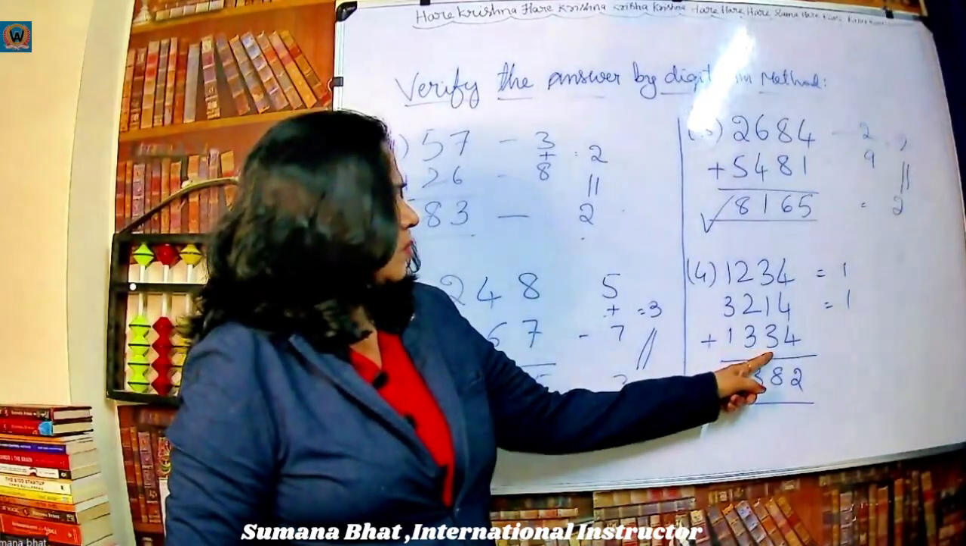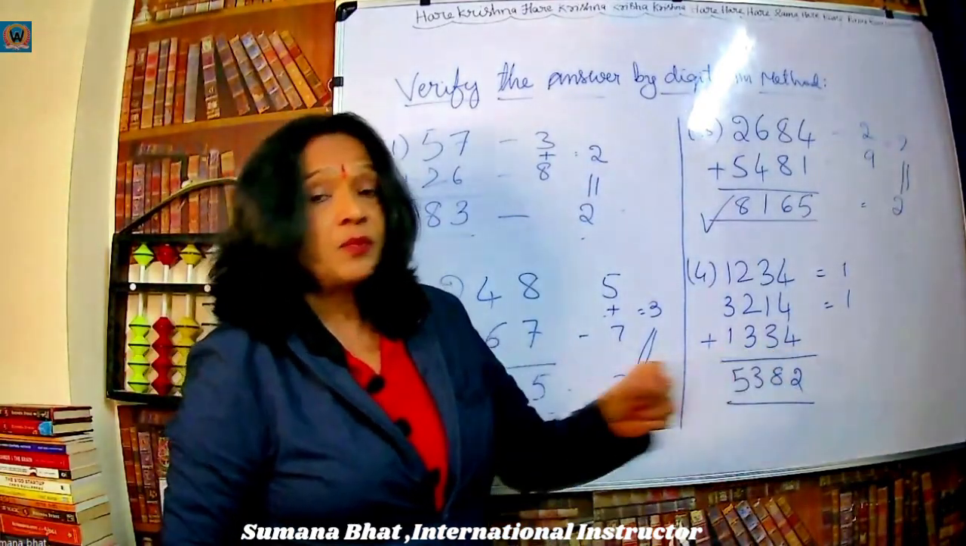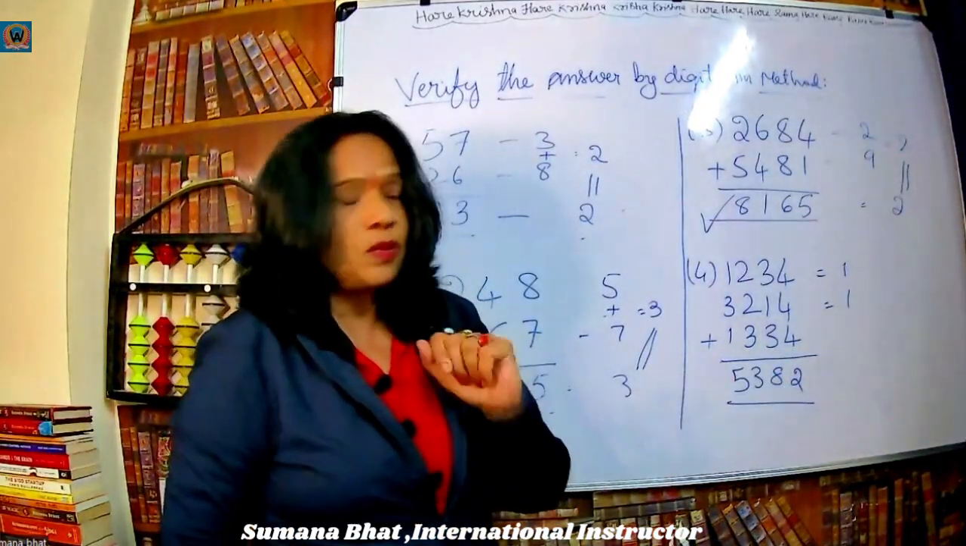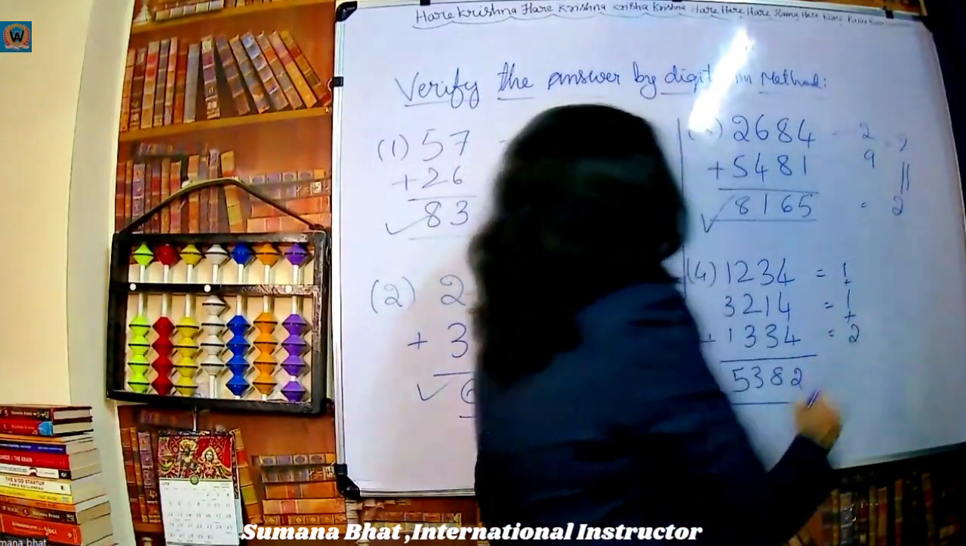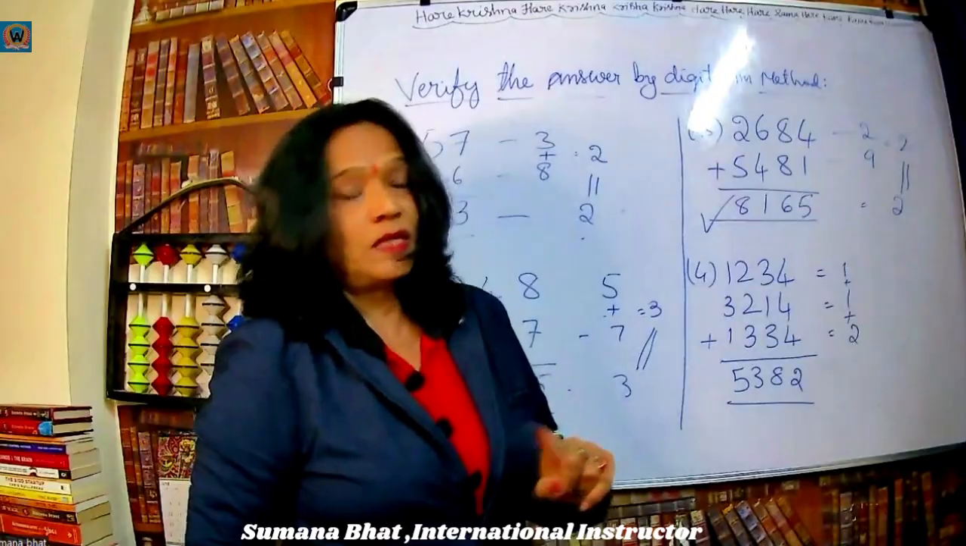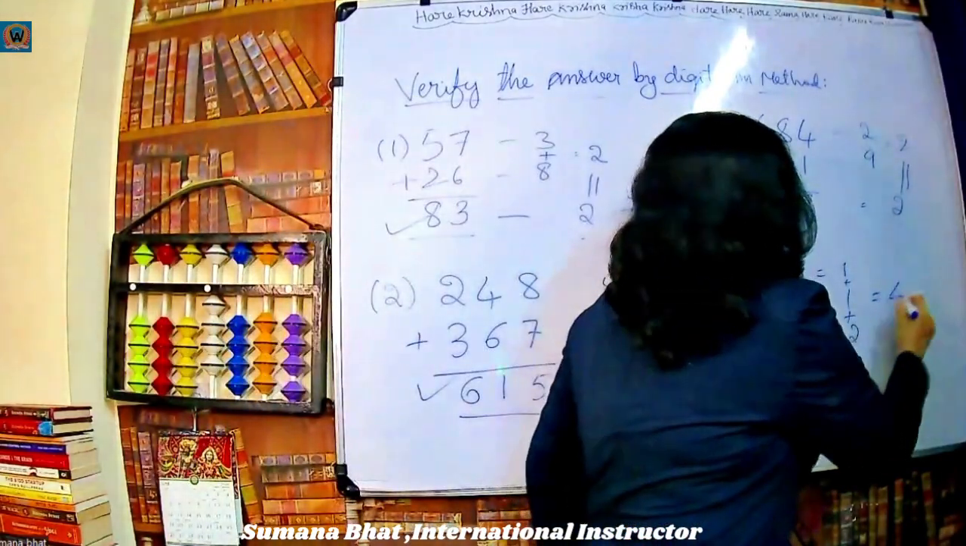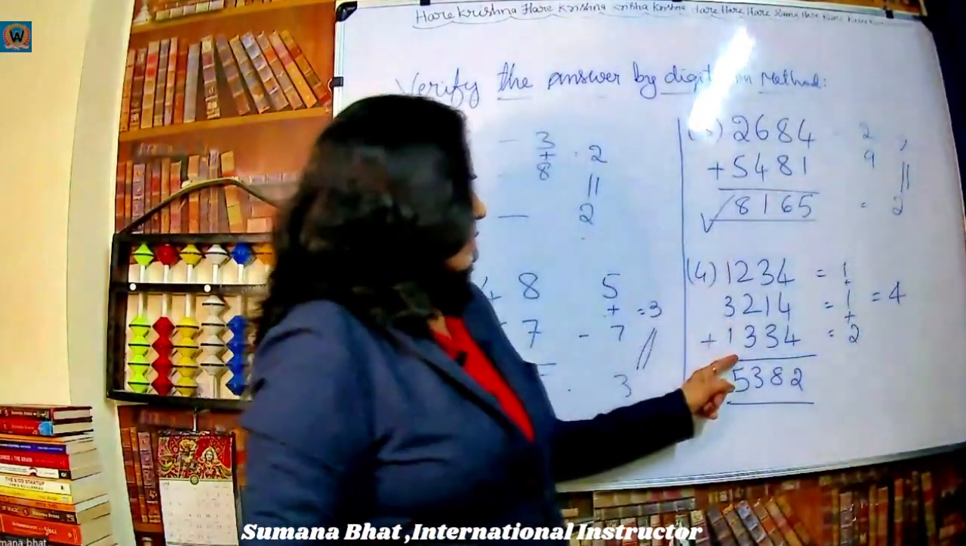Now let us see this. 1 plus 3 is 4. 4 plus 3 is 7. 7 plus 4 is 11. 1 plus 1 is 2. Okay. So this is addition. 1 plus 1 plus 2, that is 4. Okay. For the question, we got 4.